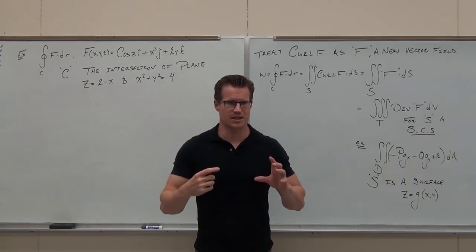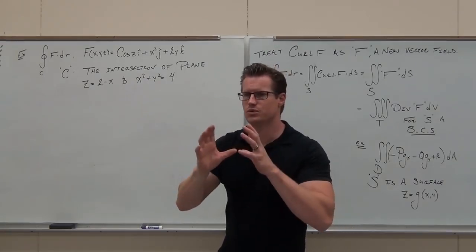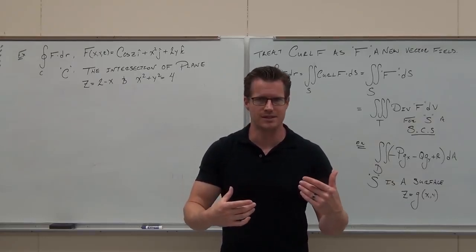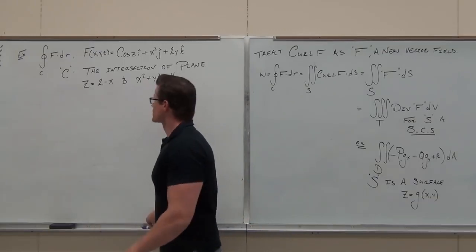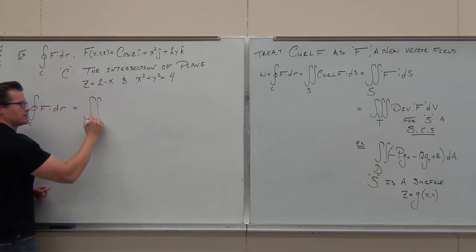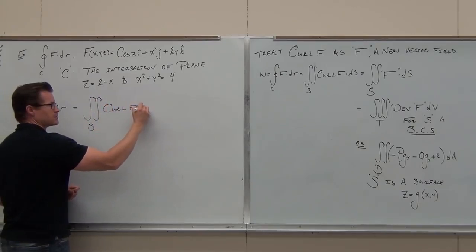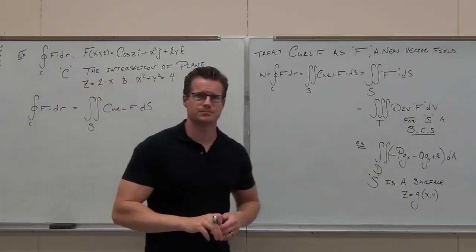Now what Stoke's theorem says is, even though it's a line integral, I can use a surface integral of a vector field to do it. I can use a flux integral to do it. Does that make sense to you? So right now, write down Stoke's theorem. All Stoke's theorem says is that this thing can be calculated as this thing. That's all it says.